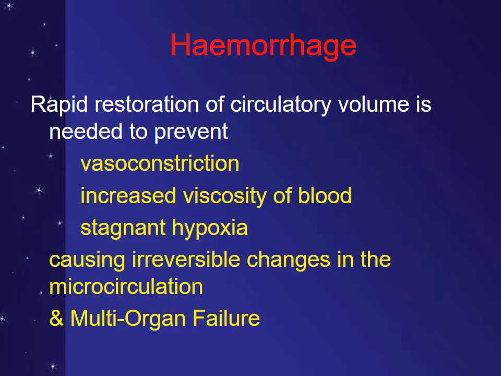So in a patient who has bled a lot, rapid restoration of circulatory volume is needed to prevent further vasoconstriction, which is very harmful to the patient, and to prevent increased viscosity of blood and to prevent stagnant hypoxia, all of which can cause irreversible changes in the microcirculation, leading to multi-organ failure and finally death.